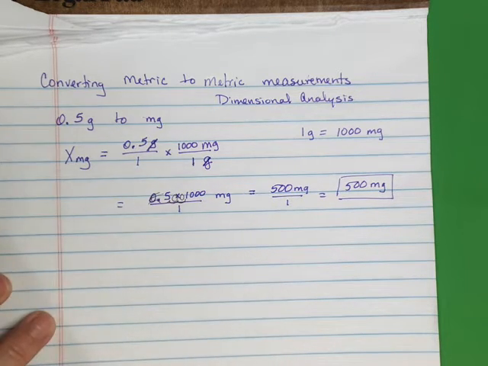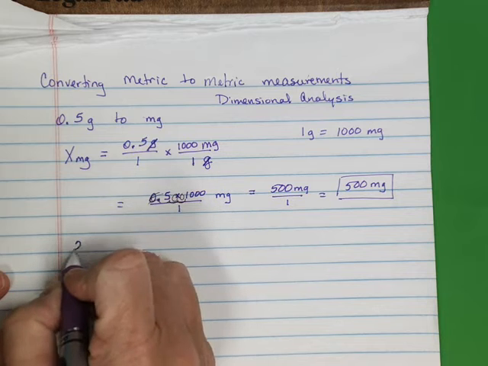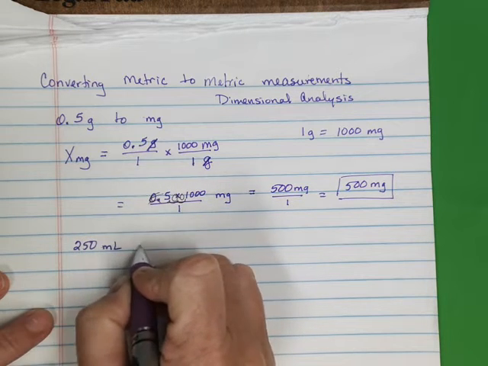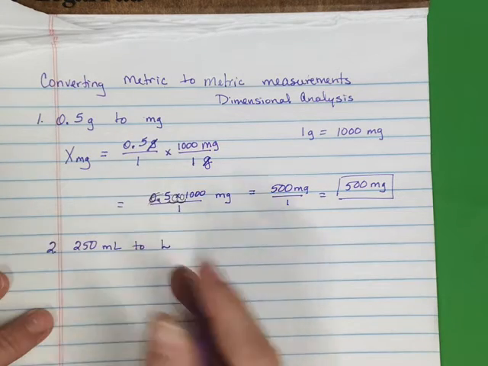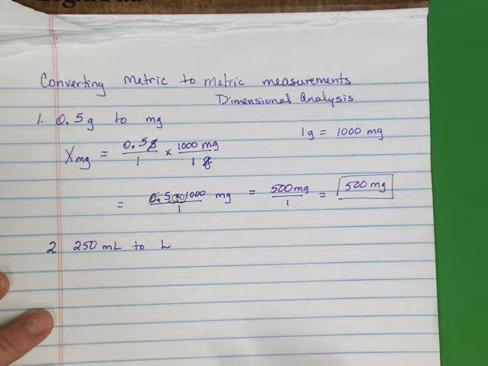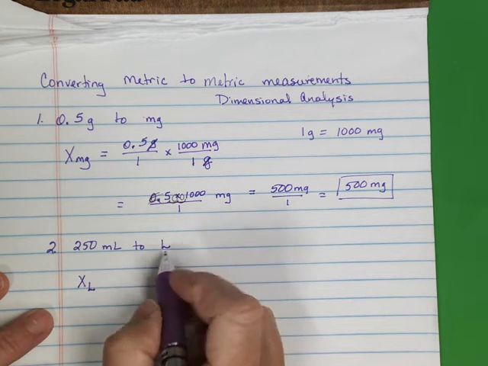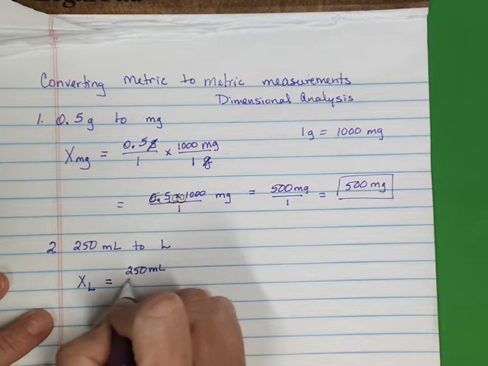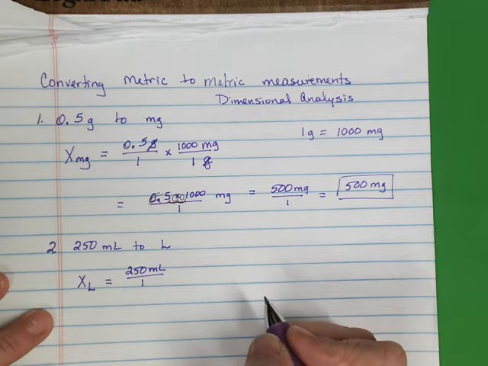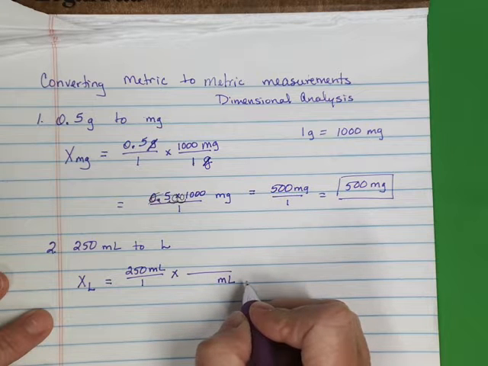Okay, now let's try a different one. Let's do 250 milliliters to liters. Okay, I'm going to call that one there 1, this one 2. So again, I'm going to start it out the same way, my X liters, because I'm going to wind up in liters. What I start with, or what I know, 250 milliliters goes over 1. It always goes over 1 times, and then since I've got milliliters on top, I go milliliters on the bottom.